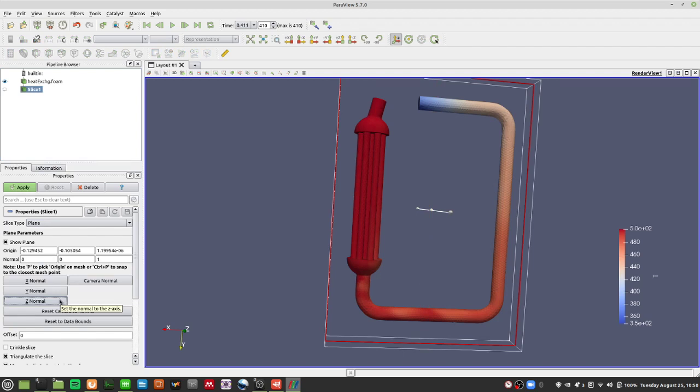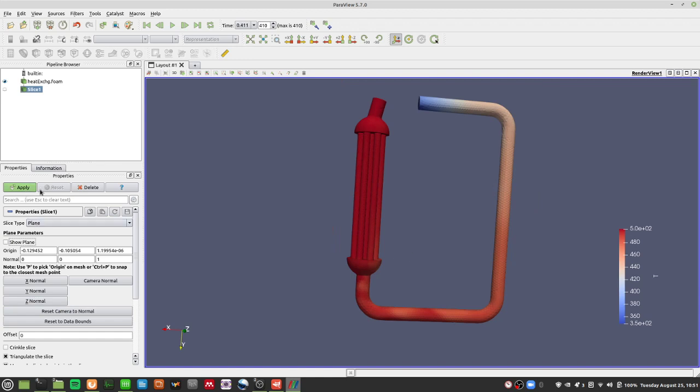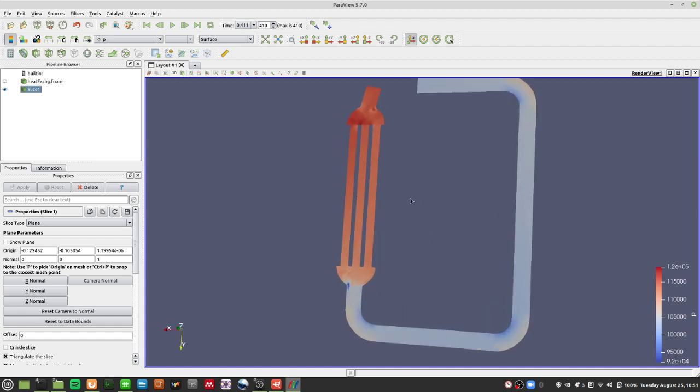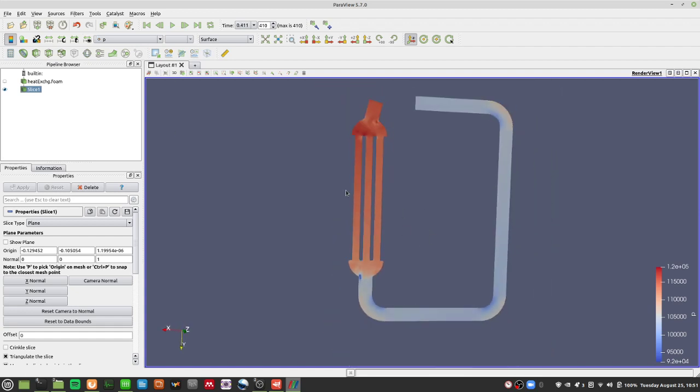Now, if you look at the slice plot, I'll apply the slice plot first, and then I'll unclick the show plane. The show plane is off. If you look at the pressure, it's within reasonable bounds. The pressure drop is pretty reasonable, so nothing too much to worry about there. Both P and p_rgh are within reasonable bounds. It's not like 10 times atmospheric pressure at this point in time.